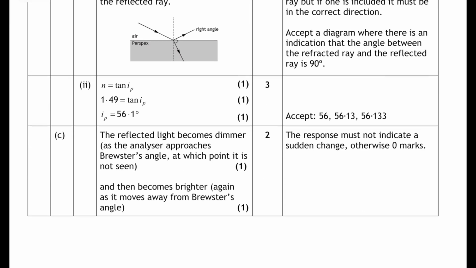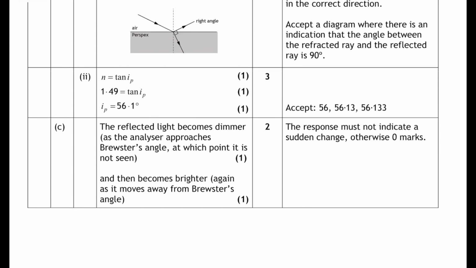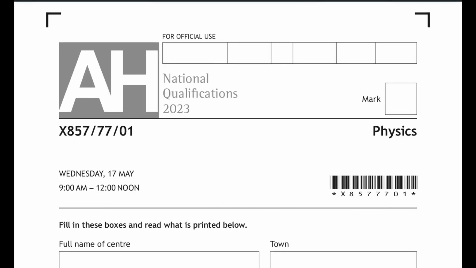Let's look at the marking instructions. That's part C. All you need to say here is that the reflected light becomes dimmer for 1 mark and then becomes brighter again. On the right hand side it says the response must not indicate a sudden change. So watch you don't say it's bright at A, it's bright at B and it's dim in between. There has to be mention of a gradual change between the two. Right, we're going to have a look at another paper.